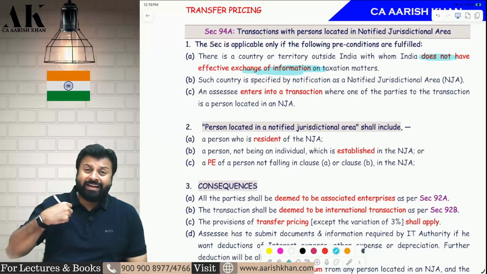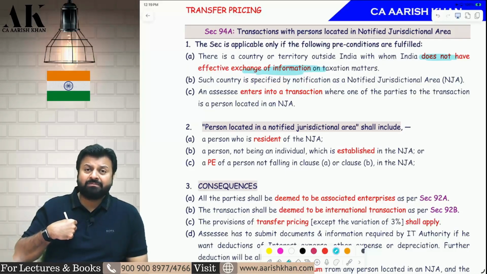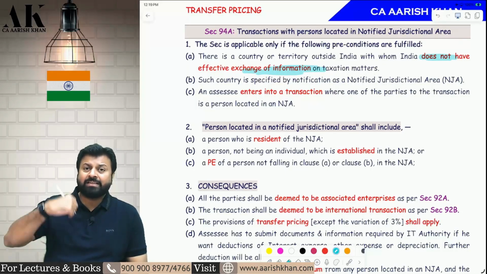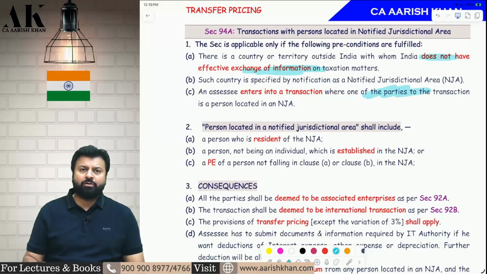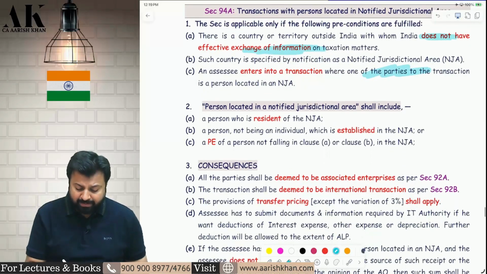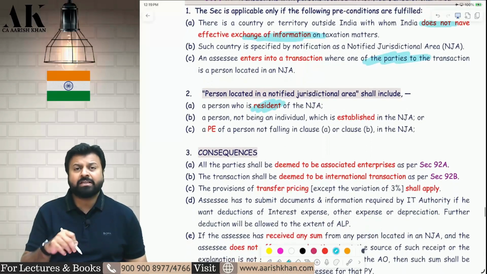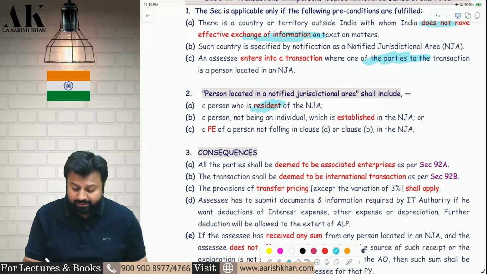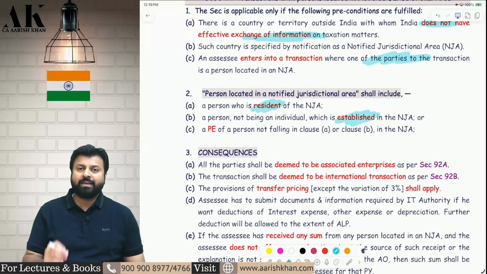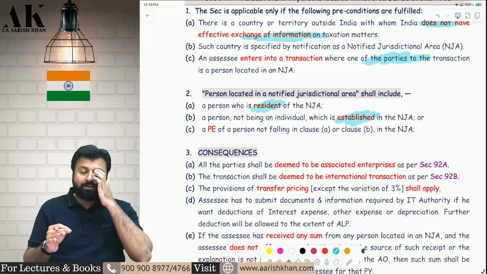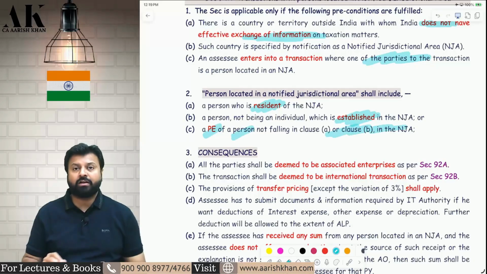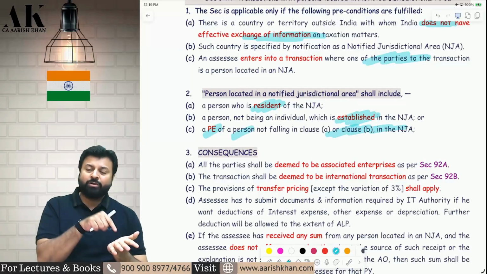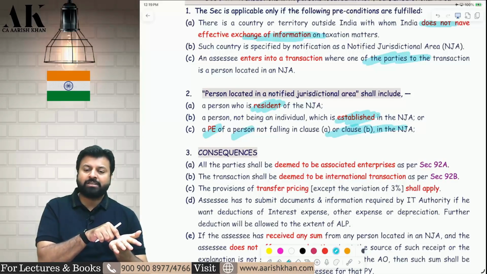And if an Indian entity, a person located in India, or any SSE who is liable to tax in India enters into a transaction with an NJA, it will be liable for this provision. What is the impact of that? I will tell you in a while. First of all, what do you mean by a person located in an NJA? A person located in an NJA means a person who is a resident of the NJA. Or if it is not an individual, if it is a company, etc., then it has to be established, incorporated, or registered in the NJA. Or if it is a third country company, then it can be a permanent establishment of a person falling in a third country.